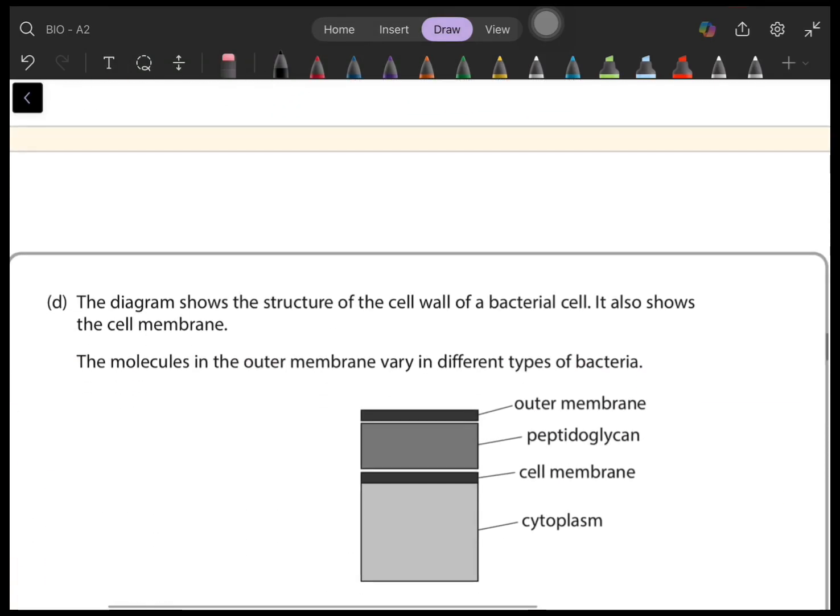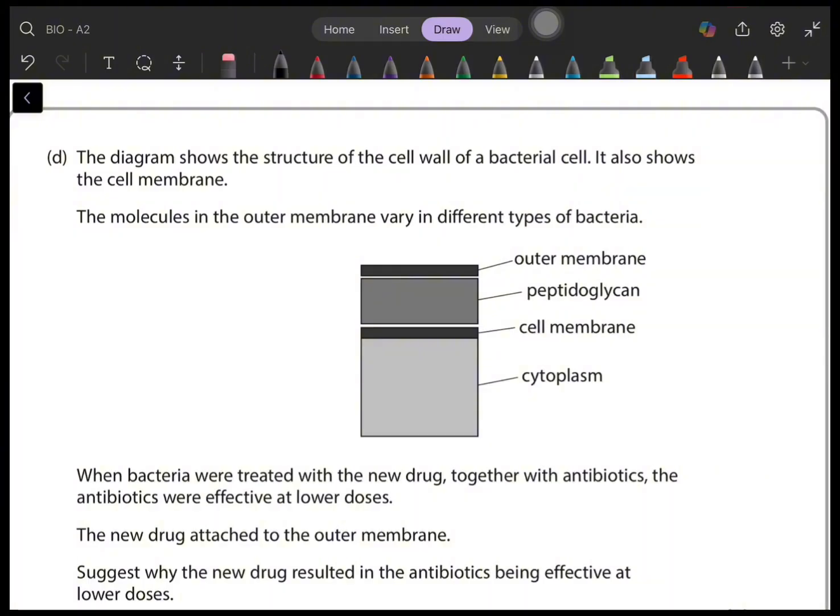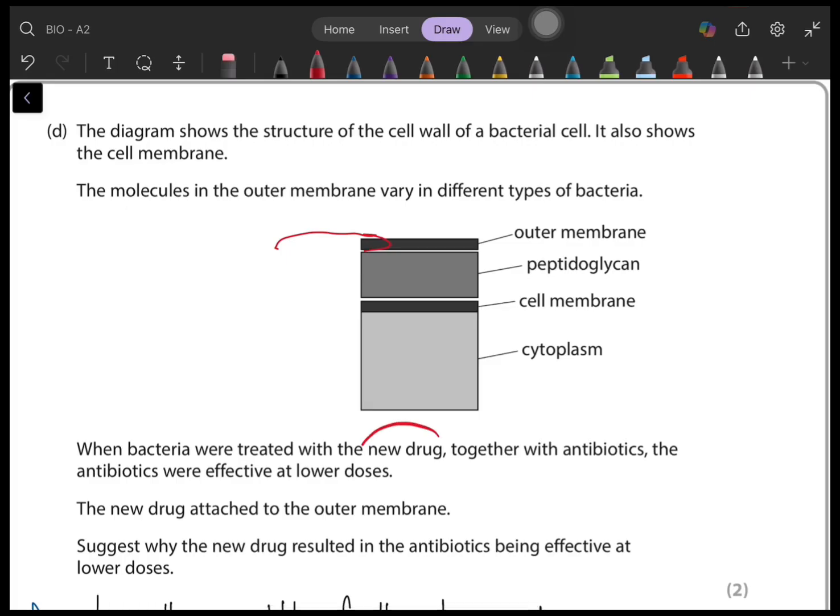The diagram shows the structure of the cell wall of a bacterial cell. It shows the cell membrane. The molecule in the outer membrane varies in different types of bacteria. This is the cell wall structure. We have an outer membrane here. When bacteria were treated with new drugs together with antibiotics, the antibiotics were effective at lower doses. Remember, it said that when you use this drug along with the antibiotic, it increases the effectiveness of the antibiotic. It makes the bacteria more susceptible to the antibiotic.